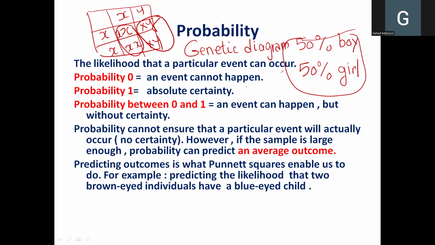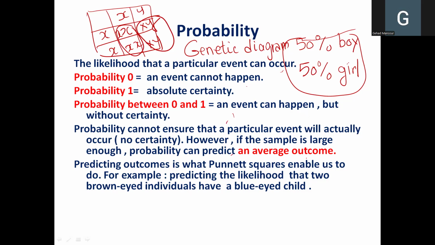So it is similar to a genetic diagram, but it's a way of representing the probabilities or the possibilities of genotypes and phenotypes. A Punnett square enables you to predict the outcomes of a genetic cross, knowing the genotypes, as you can see on the Punnett square, and therefore the phenotypes.